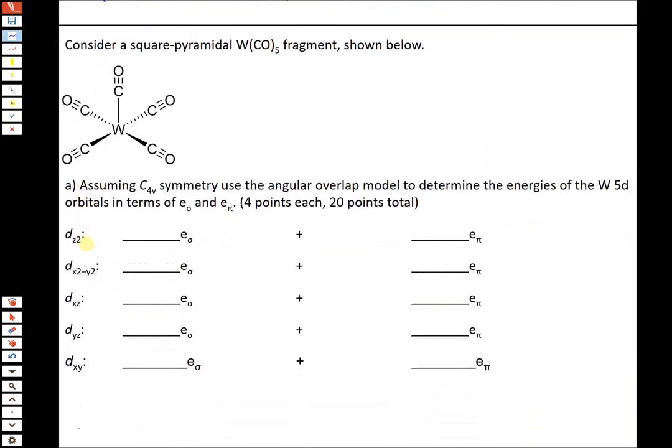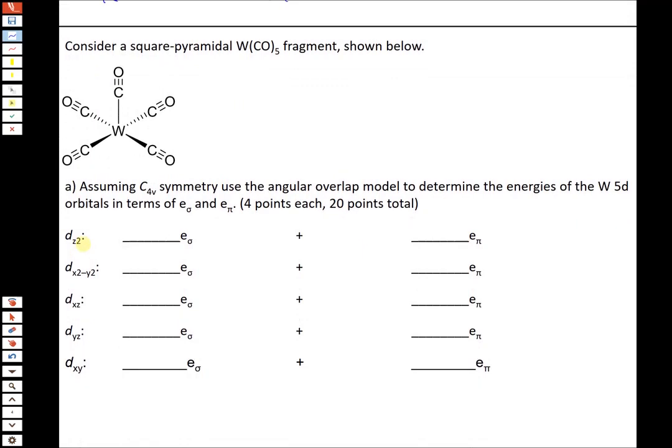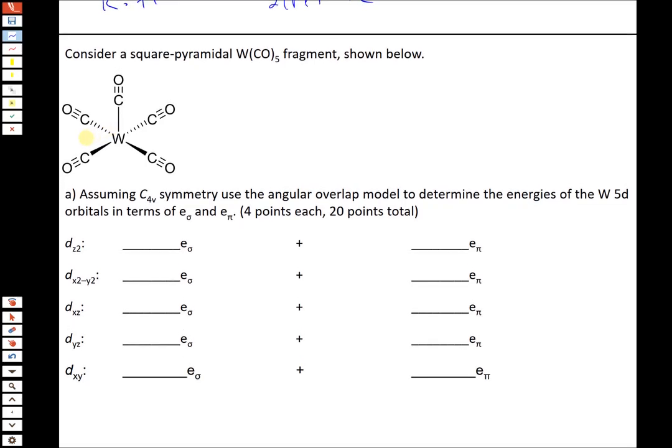All right, the next question here was pretty straightforward. I would say most of us did really well on this one, just using angular overlap models to parameterize the d orbital energies in terms of E sigma and E pi for a square pyramidal fragment. So just an octahedral compound where we've removed one of the ligands to leave a square-based pyramid.